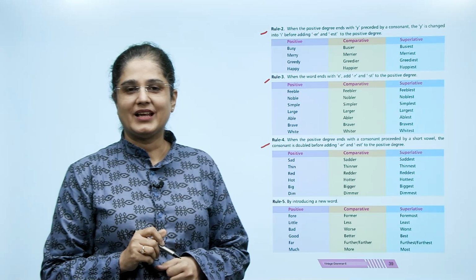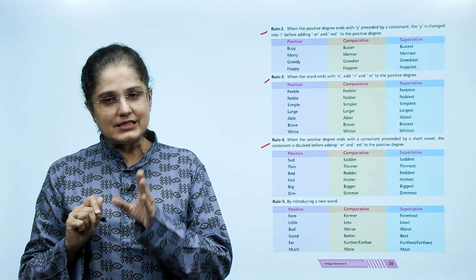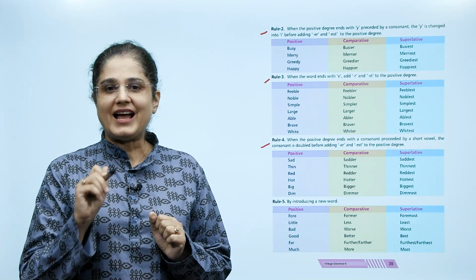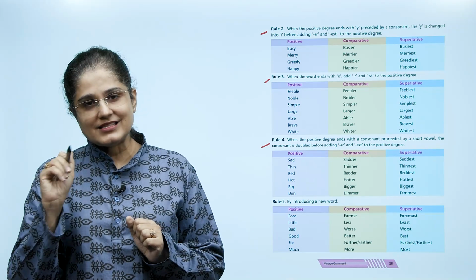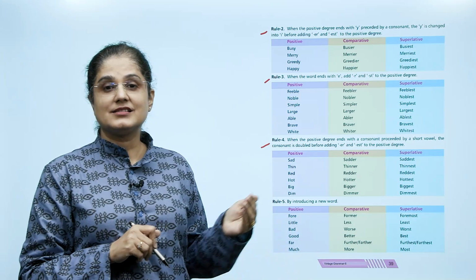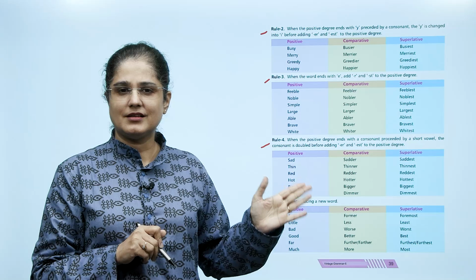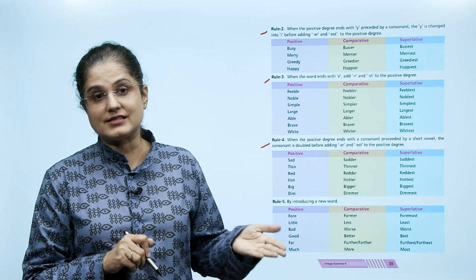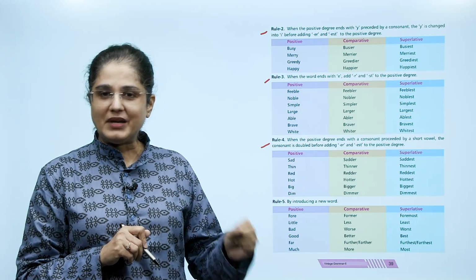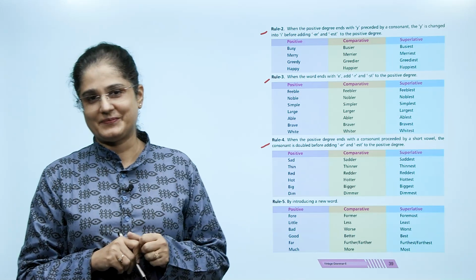Rule 4. When the positive degree ends with a consonant preceded by a short vowel, then the consonant is doubled before adding ER and EST to the positive degrees. For example, sad, sadder, saddest; thin, thinner, thinnest; red, redder, reddest; hot, hotter, hottest; big, bigger, biggest; dim, dimmer, dimmest.